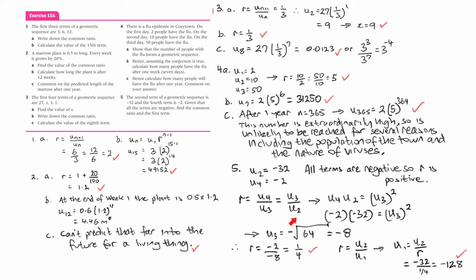So minus 2 over minus 8, so it's U4 divided by U3. Okay, we could have done U3 over U2 as well. So we've got minus 2 over minus 8 equals a quarter. R is a quarter. Sorry about that. So R is equal to U2 over U1, and we have to find U1 now. Since we know R and we know U2, we can say R equals U2 over U1. So U1 equals U2 over R. Minus 32 over a quarter is minus 128.